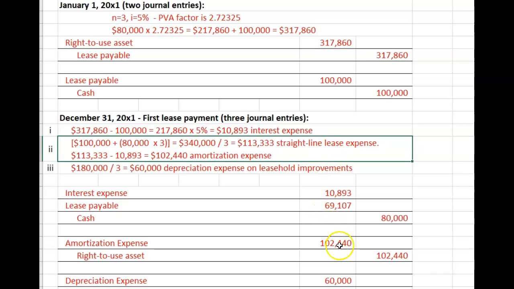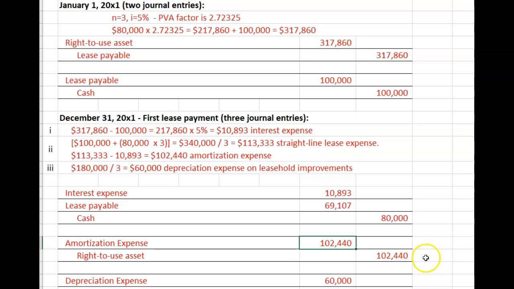So this is a calculated number: the straight line lease expense minus the amount that was charged to interest leaves the rest to be charged to amortization expense. Debit amortization expense, $102,440. Credit right to use asset, $102,440.